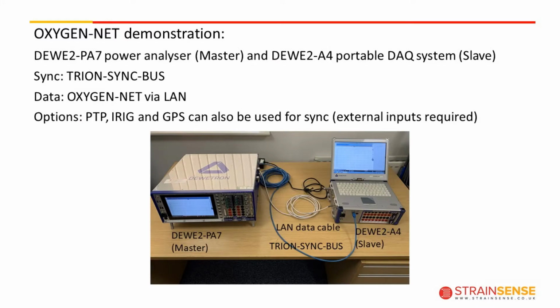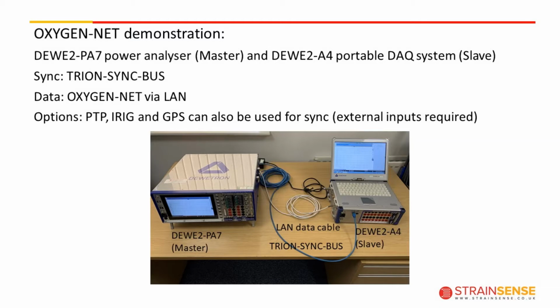In this video we'll show how to use OxygenNet to synchronize multiple DEVI2 instruments in a master and slave topology. In this example we have a DEVI2 PA7 power analyzer, which is the master, and a DEVI2 A4 portable acquisition system, which is the slave. We have a TRION-SYNC-BUS cable and a LAN data cable between the two instruments.